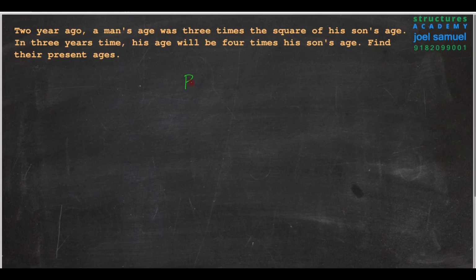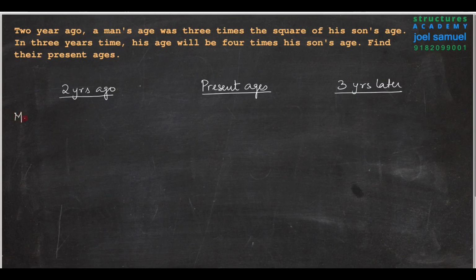So if you notice in this question, there are three time zones that are being referred to. One is the present, one is 2 years ago, and one is 3 years later. So we will also categorize the data in these three time zones, and it will be easy to solve the problem if we look at it in this manner. Present ages, 3 years later, 2 years ago. And let's say this is the man and this is his son.